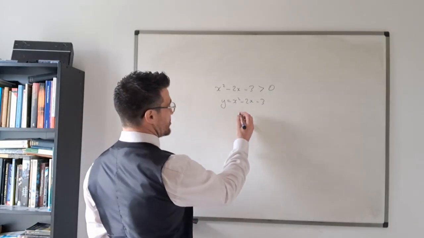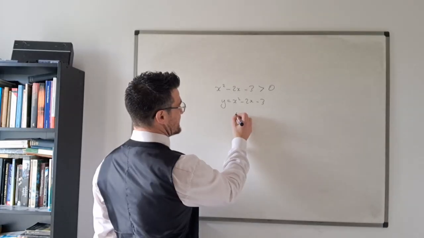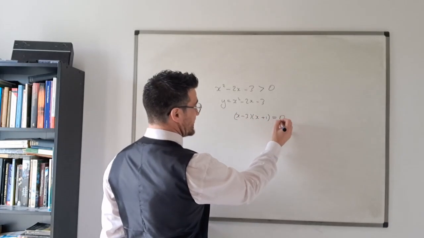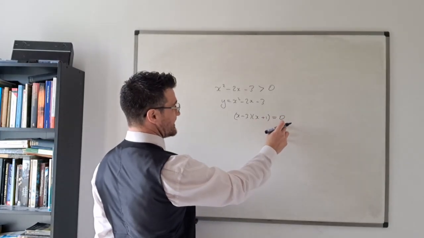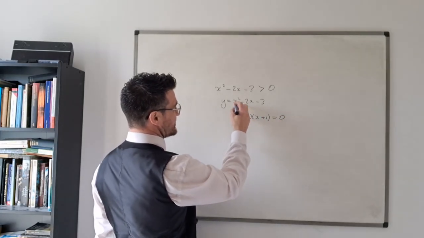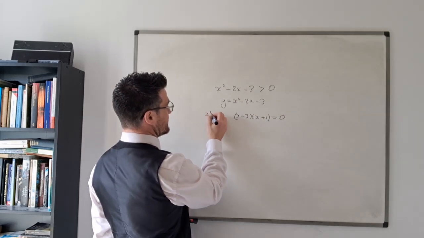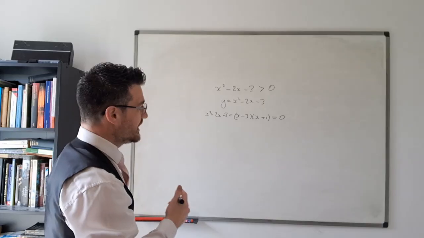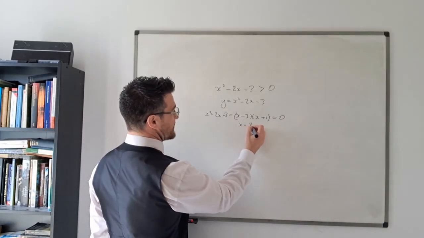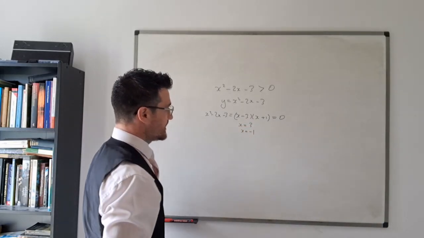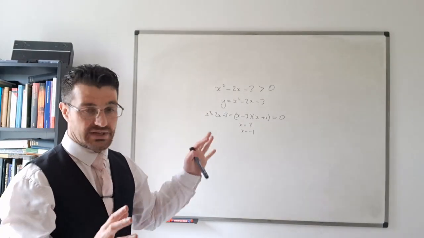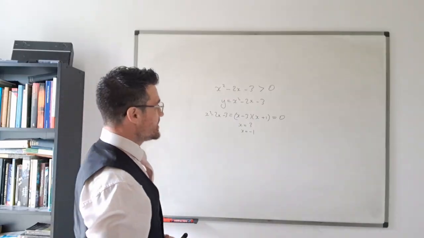So this does have roots, and I can find them by factorization. x minus 3, x plus 1. Solving the equation (x minus 3)(x plus 1) equals 0, because this is the factorization of x squared minus 2x minus 3. So the roots are going to be x equals 3 or x equals minus 1. Okay, hopefully you're comfortable with solving quadratic equations via factorization. Right, so why is that useful?